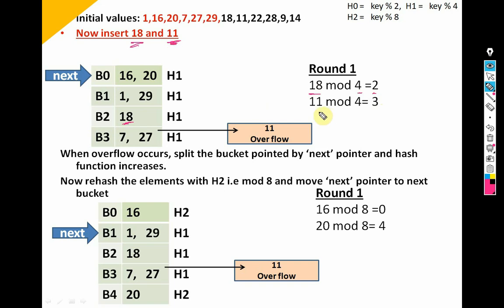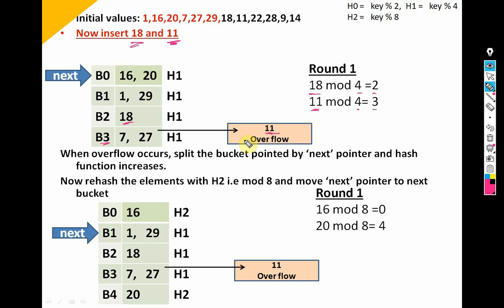Now I am inserting 11. 11 mod 4 is 3. So 11 is placed in the third bucket. Overflow occurred, because the third bucket is already filled up with 2 values. The bucket size is 2. And hence when I am trying to place 11, you got an overflow.